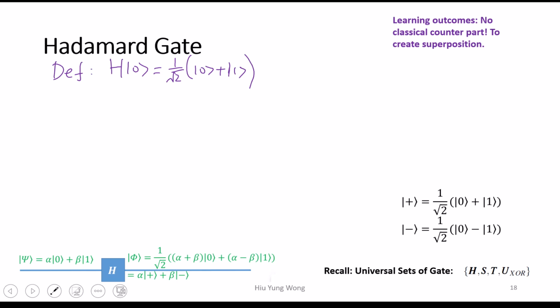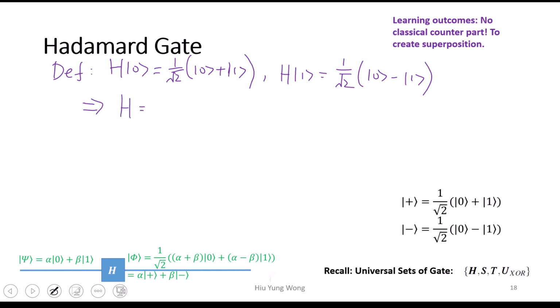You try to do it. If you don't have 1 over square root 2, what is the total length? 1 plus 1, right? Which is 2. Okay, very good. And we also define it as, if I apply it to 1, I will get 1 over square root 2, 0 minus 1, right? This is the definition, and we showed this earlier. So because of that, you can check.